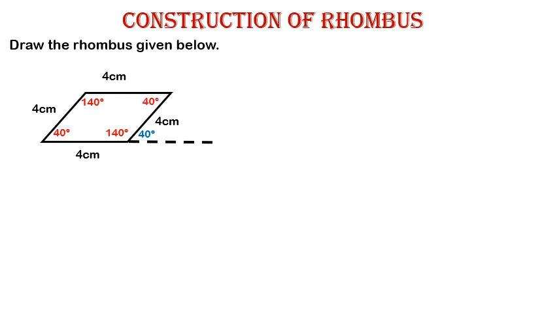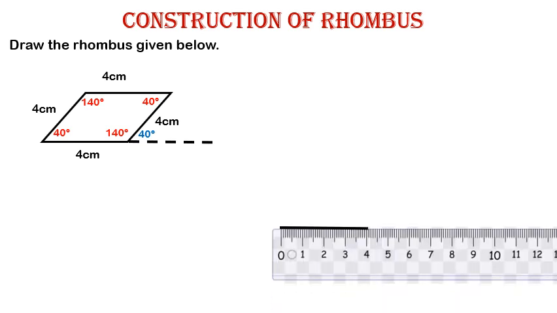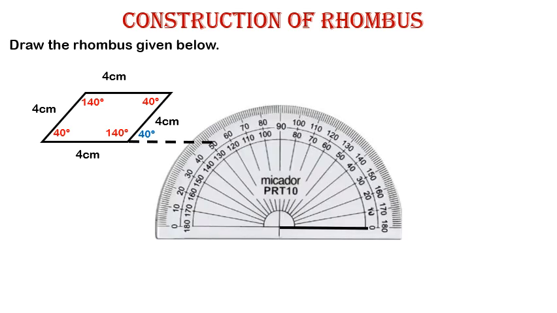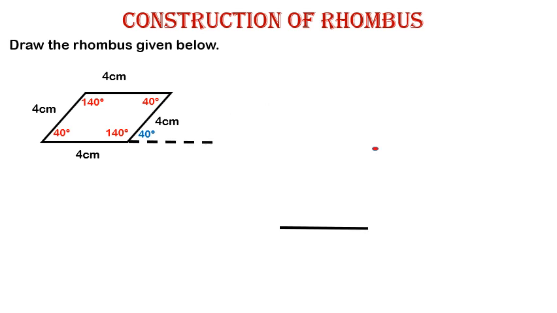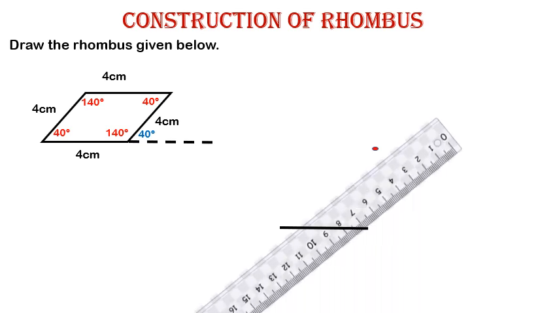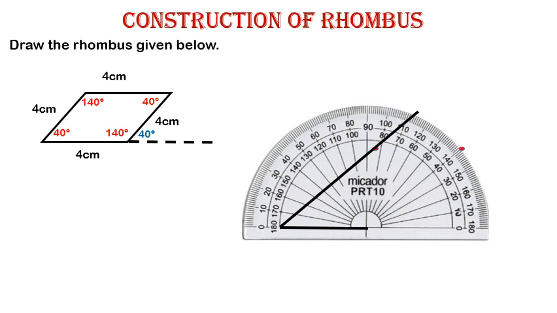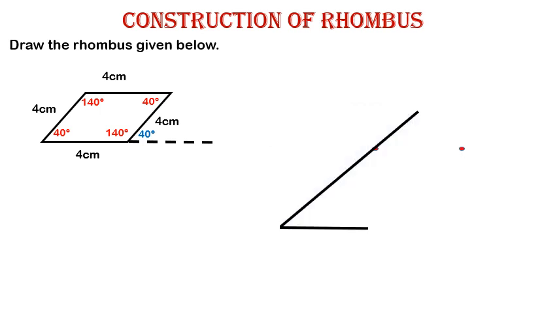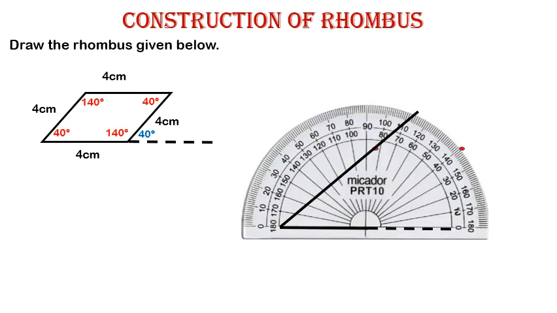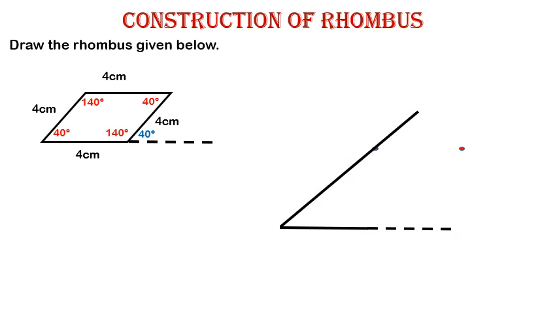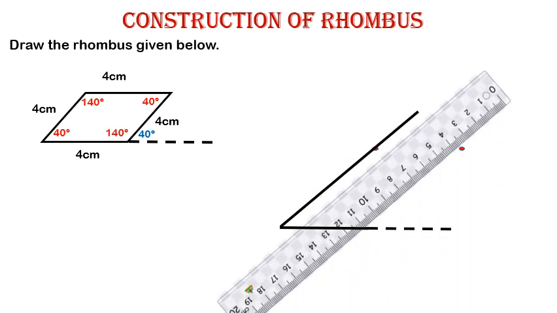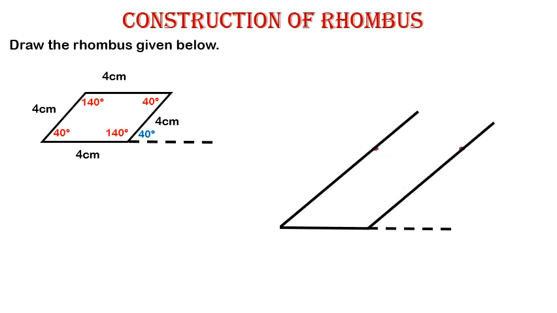Then start drawing. First draw a horizontal line of length 4 cm. Then use a protractor and mark a 40 degree angle. We can use a ruler and draw a line to this point. Again use a protractor and mark either 140 degrees from the left end or extend this line and mark a 40 degree angle from the right end. Then use a ruler and draw a line to this point.